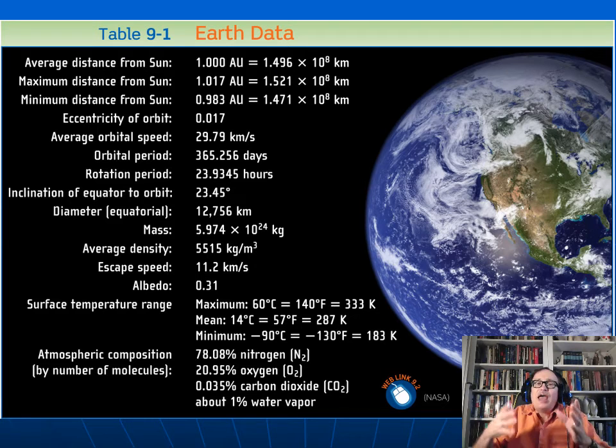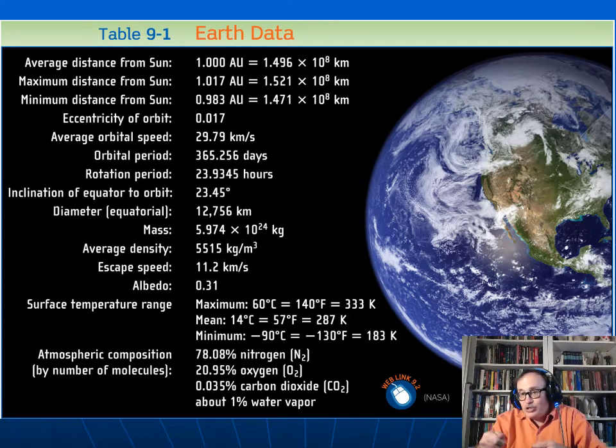Orbital speed, average orbital speed is a little bit less than 30 kilometers per second. It's a little bit faster, a little bit slower, depending on which part of the orbit you're in. That's how fast we go around the sun. We already know the orbital period. How long does it take to go around the sun? The sidereal period, 365.256, almost 365.26 days. So just a little bit over 365 and a quarter days. That's how long it takes to actually go around the sun.